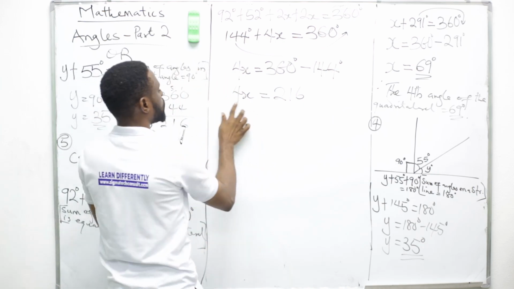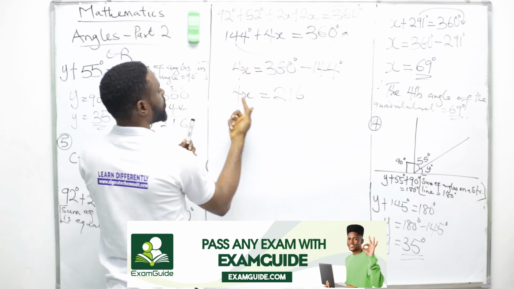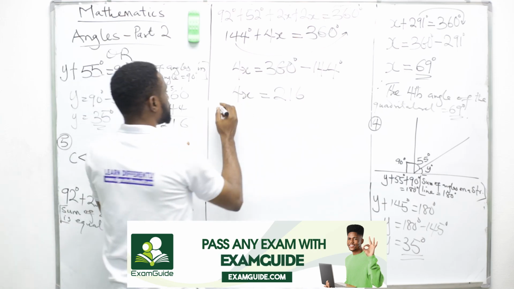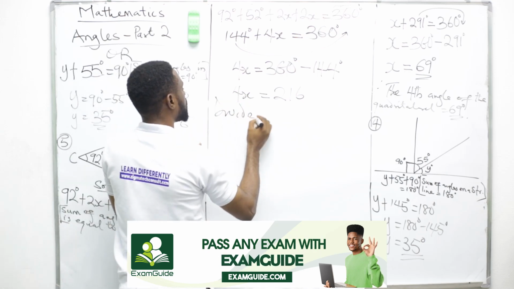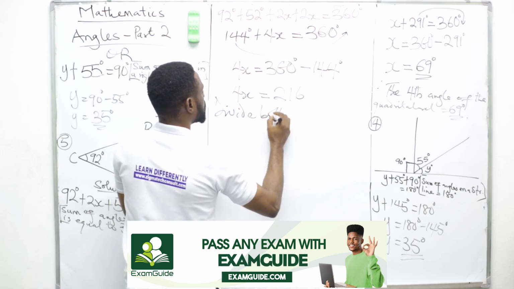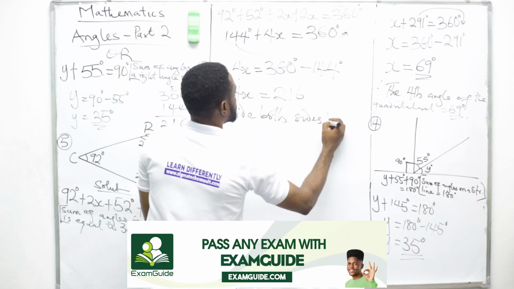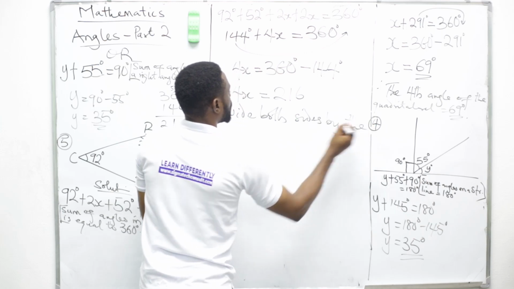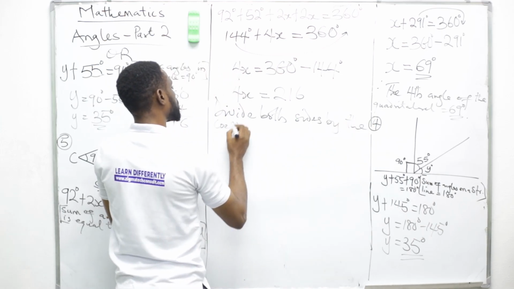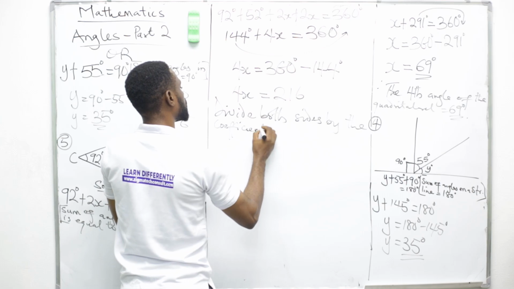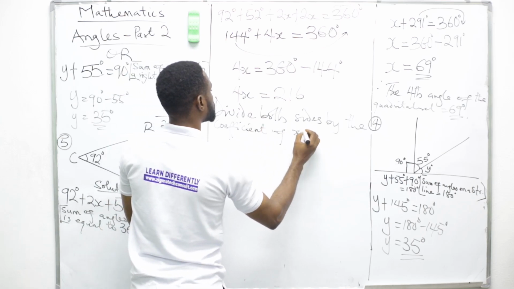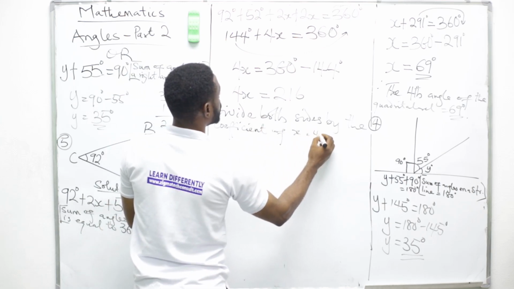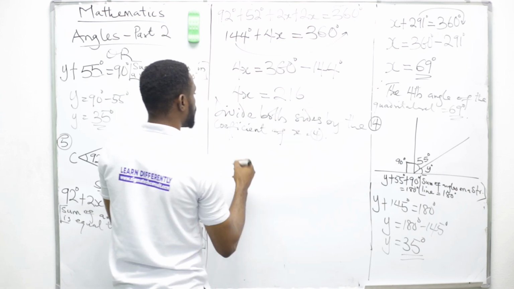216. So with this, now we can divide both sides by the coefficient of x. Okay? Divide both sides by the coefficient of x. The coefficient of x is what? 4. Okay, so we are dividing everything by 4.